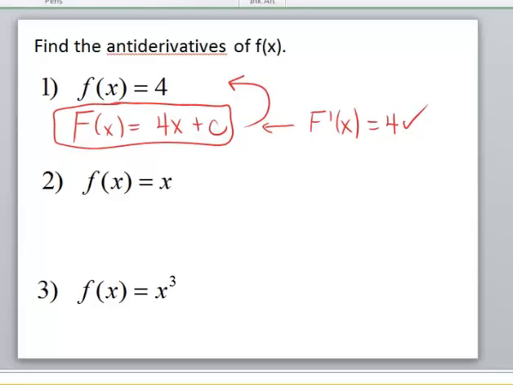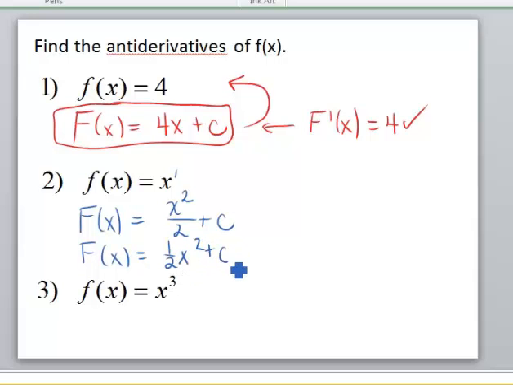So you can check every single one of your antiderivatives by taking the derivative of it. Let's do another one then. So we're going to find the antiderivative of x. Well, you raise it by 1. The exponent there is 1. You raise it by 1, and you put it over that same exponent. While that looks funny, really all it says is 1/2 x squared plus c.